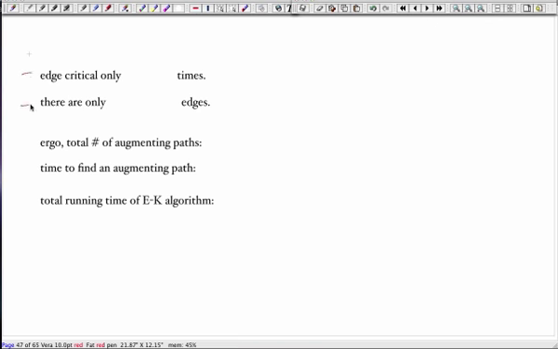So, armed with these facts, we can come up with the faster algorithm. We've just argued that an edge goes critical at most this many times. How many edges are there? How many edges? Come on, easy question. E.